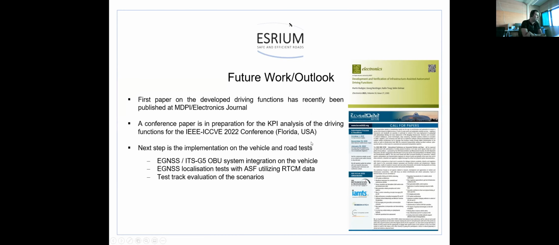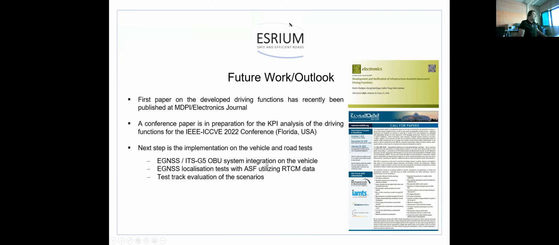The next step in this development work is the implementation of the algorithms on the real vehicle itself. And for this, we first have to clear a couple of hurdles. The first is the integration of an EGNSS localization system in our car, as well as an ITS-G5 OBU, an onboard unit, so that we are able to localize ourselves and communicate with the infrastructure we have on the ASFINAG-operated motorway here.